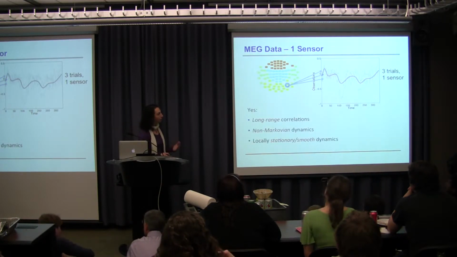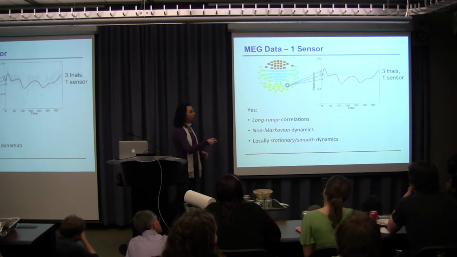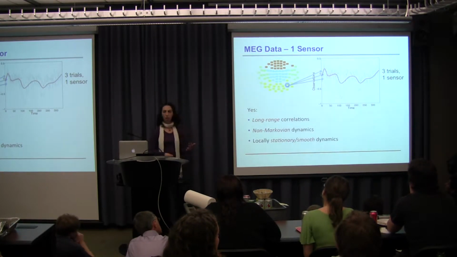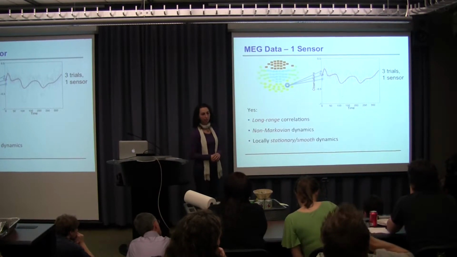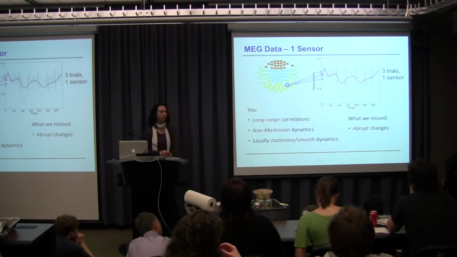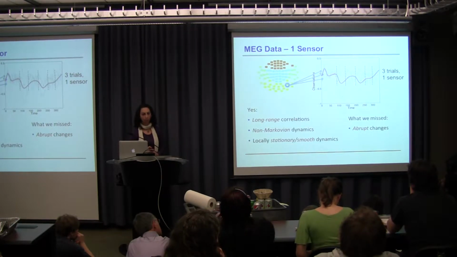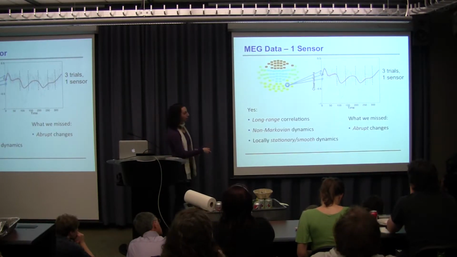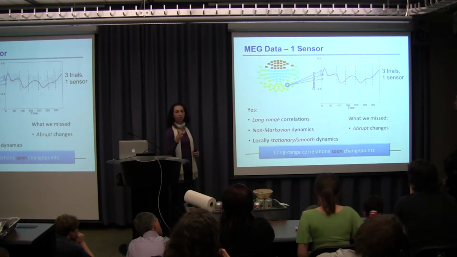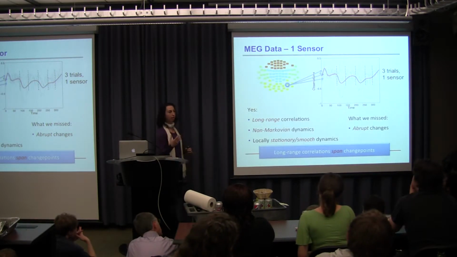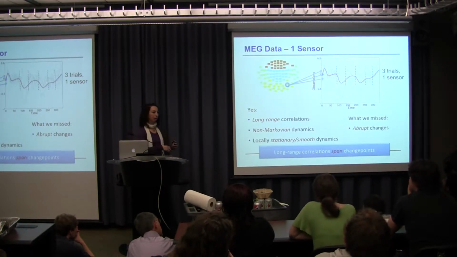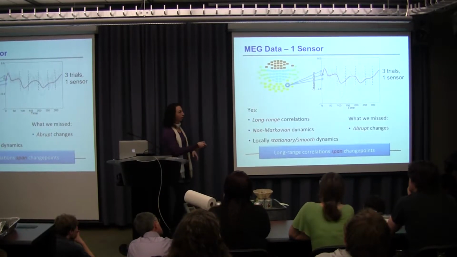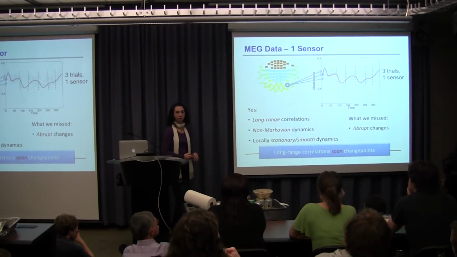In particular, yes, we were right to assume that there were these long-range correlations. The process is not well modeled as Markov, and it's reasonable to assume that there's locally stationary and smooth dynamics. However, the thing that we missed was the fact that there are these abrupt changes. And in particular, the key thing here is that the long-range correlations present in this data actually span these change points. So things that happen early on in the time series influence those that happen much later, even though there are these intermediary shifts in dynamics.